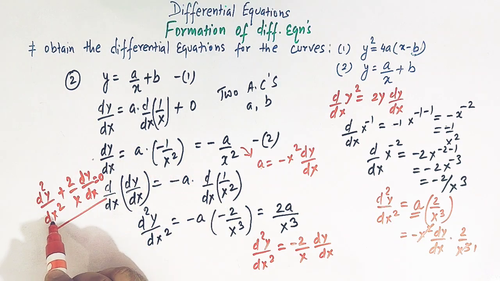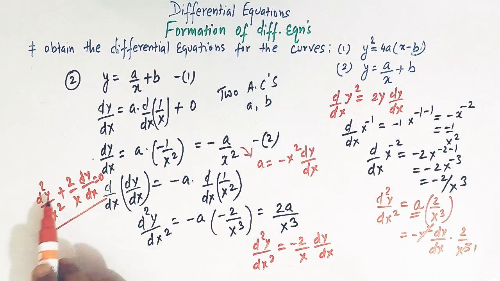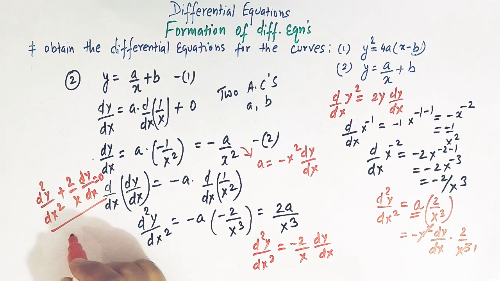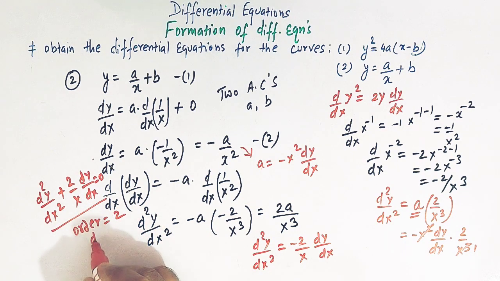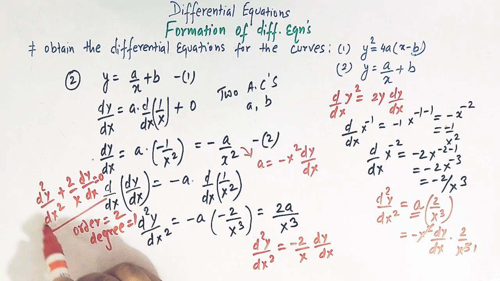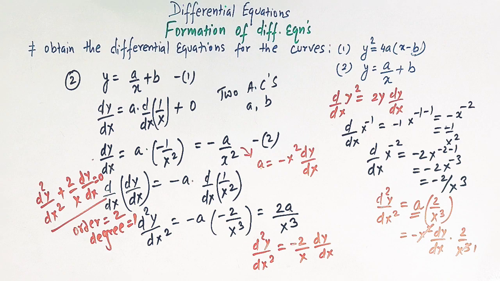And again we see that the order is the highest order derivative occurring, so the order is 2, and the degree of this differential equation is 1, right? Because the degree is the exponent of the highest order derivative occurring in a differential equation.